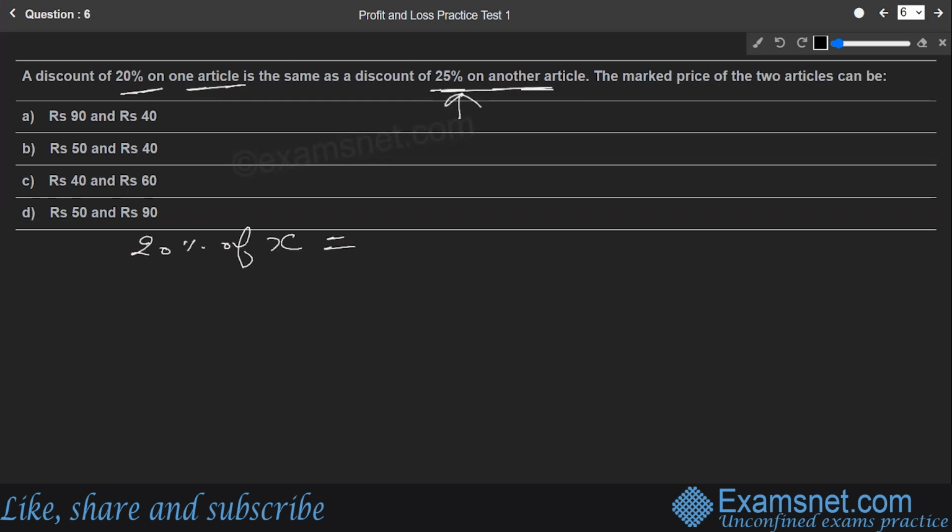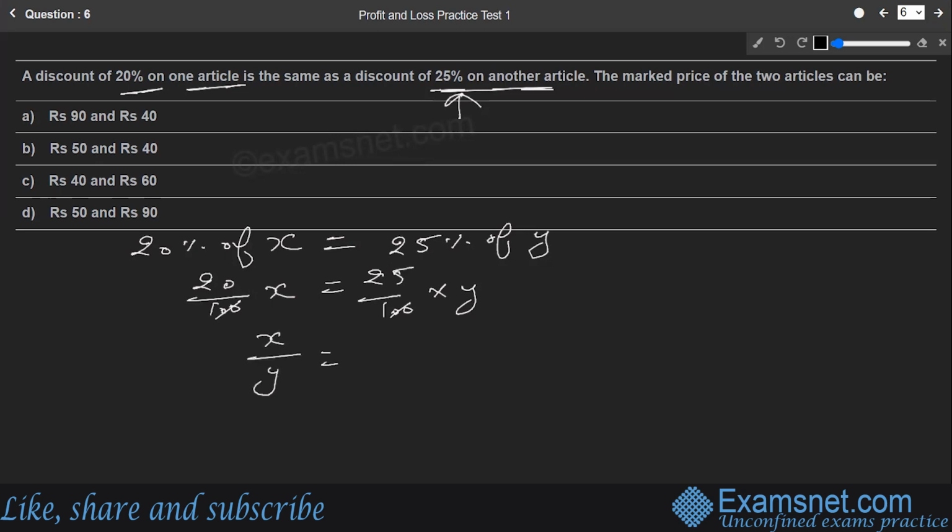Let's say the other article is Y. So that should be equal to 25% of Y. This is the real situation: 20% of X is 25% of Y. If we solve this further, 20 by 100 of X is equal to 25 by 100 of Y. Now the 100 can be cancelled from both sides, and we get X by Y is equal to 25 by 20, which gives us 5 by 4. So the X by Y value comes out to be 5 by 4.